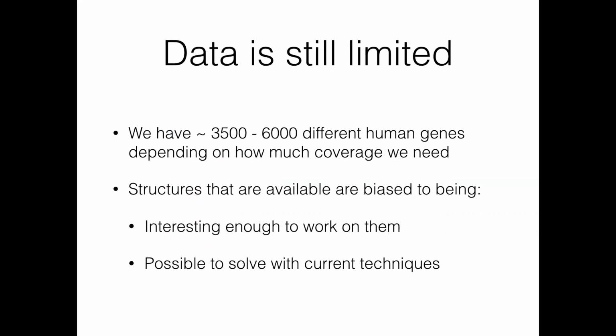These protein structures, they are biased. In order for them to have an existing protein structure, they need to be interesting enough for people to put them in their grants and have a PhD student work on them, or crystallize a protein and solve this. So usually they're biased towards the well-studied proteins, but they're also biased towards proteins that we can actually solve with current techniques. I think it's just 10 years ago, we didn't have that many transmembrane proteins, but they're getting more common to find now in the Protein Data Bank.